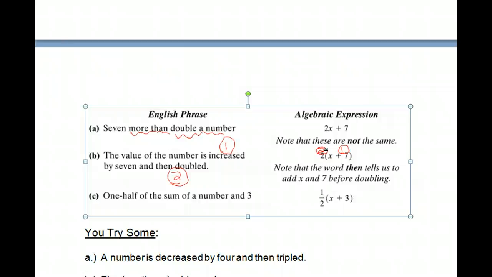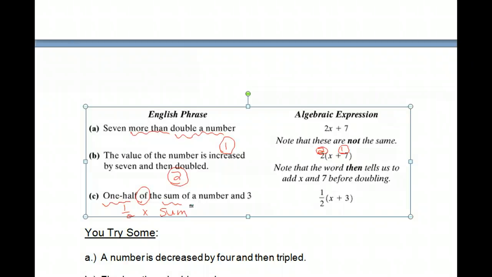Letter C. It says that 1/2 of the sum of a number and 3. This is very similar. We are taking 1/2 of a sum. In order for me to take half of a sum, that means that I first have to get my sum. So that means that the first thing that I have to do in that problem is add.